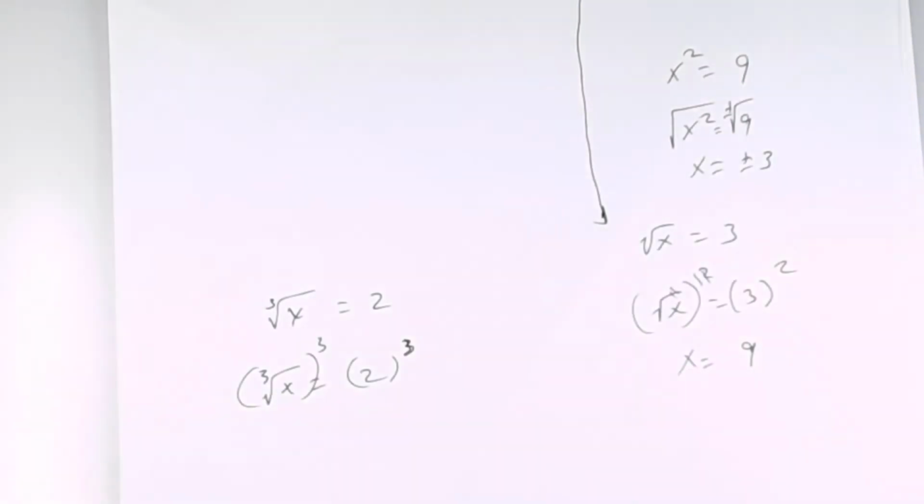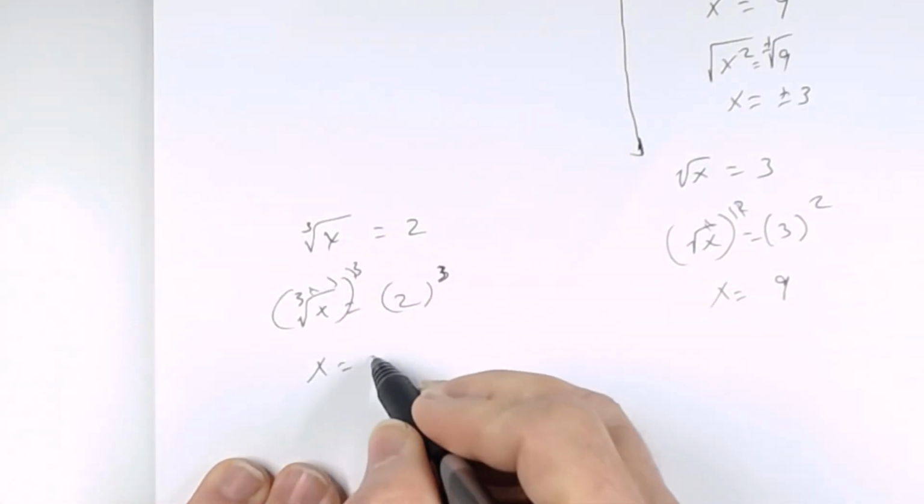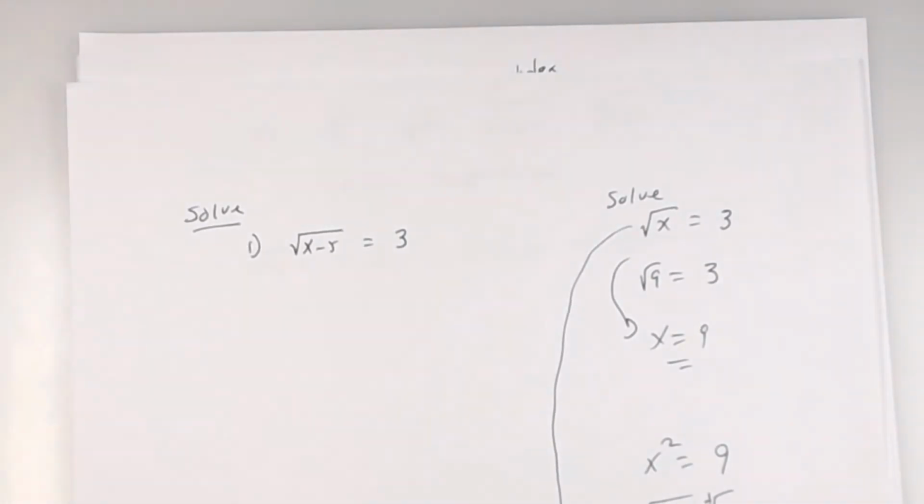So that's why when you solve a square root equation, what's the index? 2. So you're going to raise both sides to the second power. If the index was 5, you'd raise both sides to the 5th power. If the index was 7, you'd raise both sides to the 7th power, and so on. Okay? So when we get to this point, and by the way, the cube and the cube root undo each other, so you get x to be what? 8.